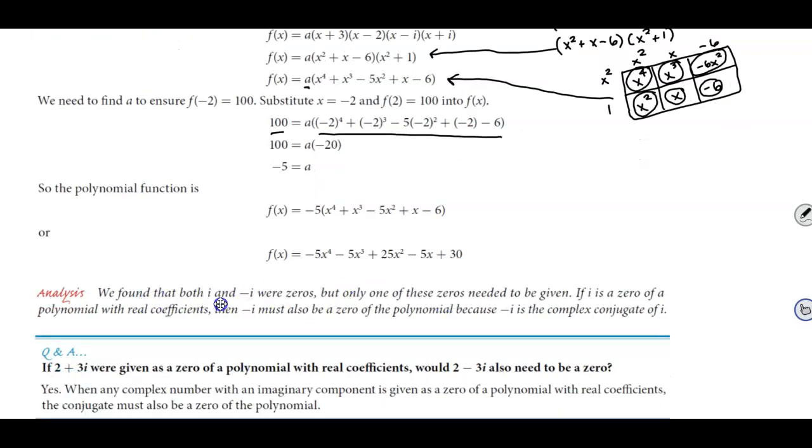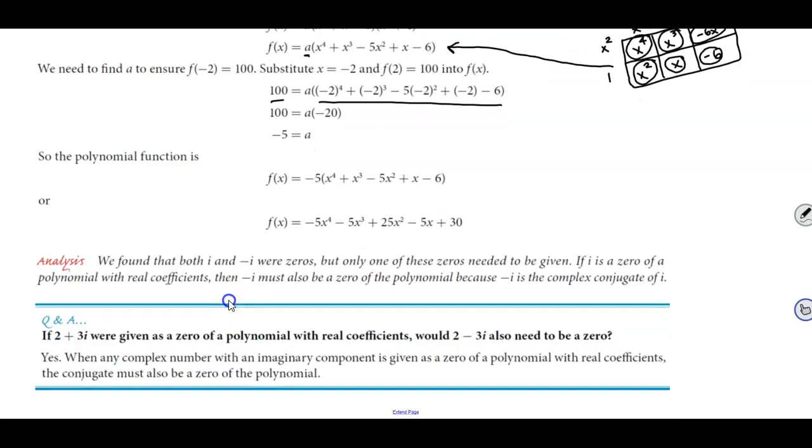Now, we found that both i and negative i were zeros, but only one of these zeros needed to be given. If i is a zero of a polynomial with real coefficients, then negative i must also be a zero of the polynomial, because negative i is the complex conjugate of i. So it's very important to make note of that. So here's a Q&A. If 2 plus 3i were given as a zero of a polynomial with real coefficients, would 2 minus 3i also need to be a zero? Well, the answer would be yes, because when any complex number with an imaginary component is given as a zero of a polynomial with real coefficients, the conjugate must also be a zero of the polynomial.